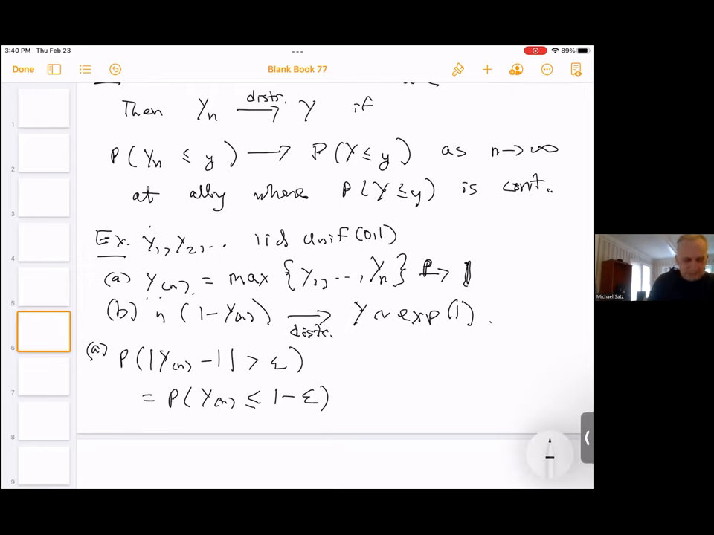Anybody know what this is? What's the probability the max of the first n are less than or equal to 1 minus epsilon? Can we write this as just an algebraic thing, with no P anymore? Remember, these are independent.